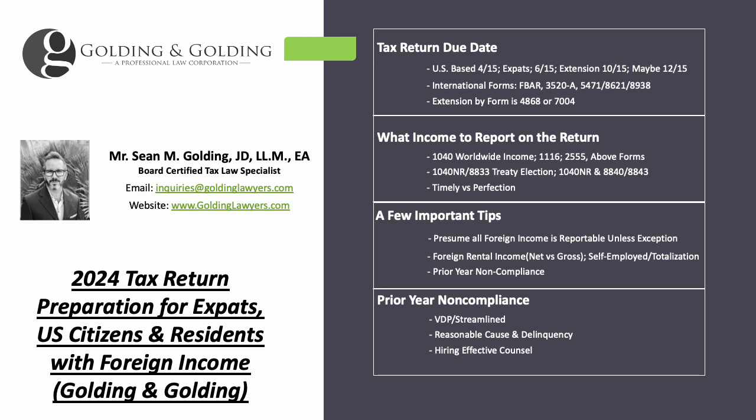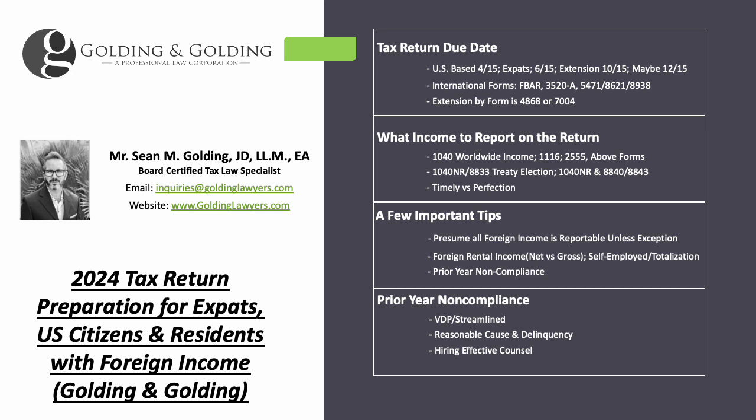To make it more confusing, for the other forms like the 5471, 8621, and 8938, those are filed with your tax return. If you file an extension for your tax return, that goes on extension as well. Same with the 3520, not the 3520A, but the 3520 is filed with your tax return. If you have a 3520A and there's a foreign trustee and they don't file the form, then there's an exception where you file that with the 3520.